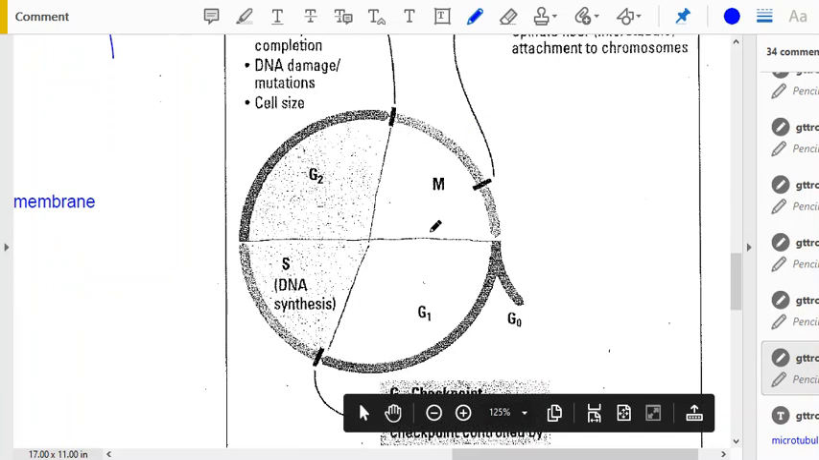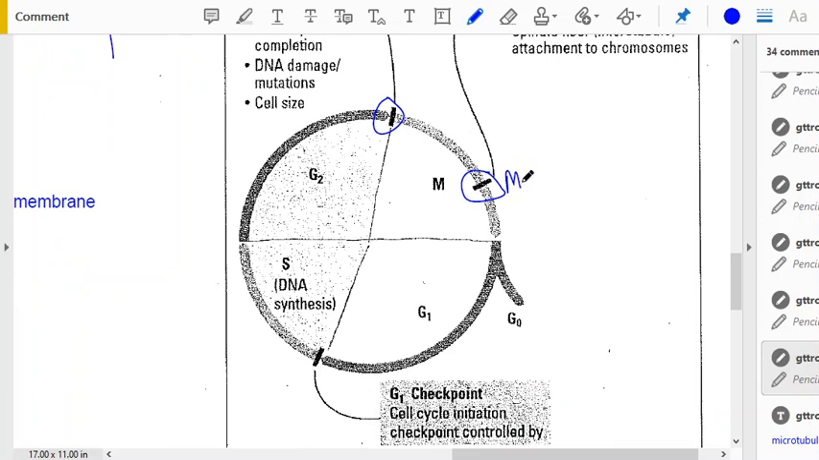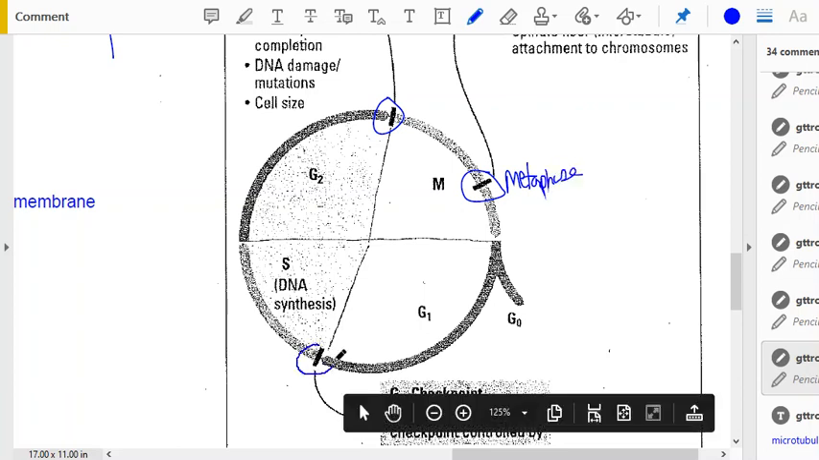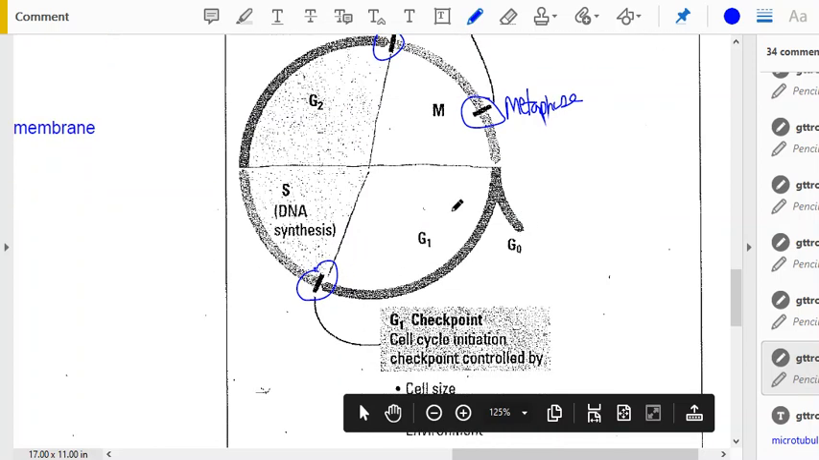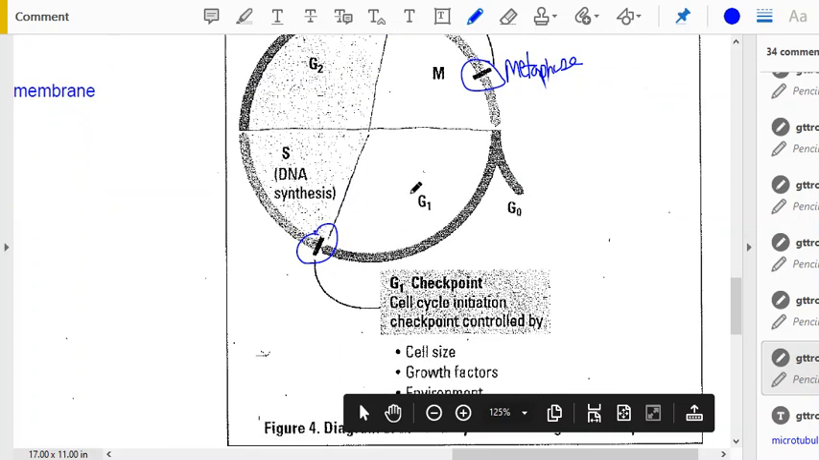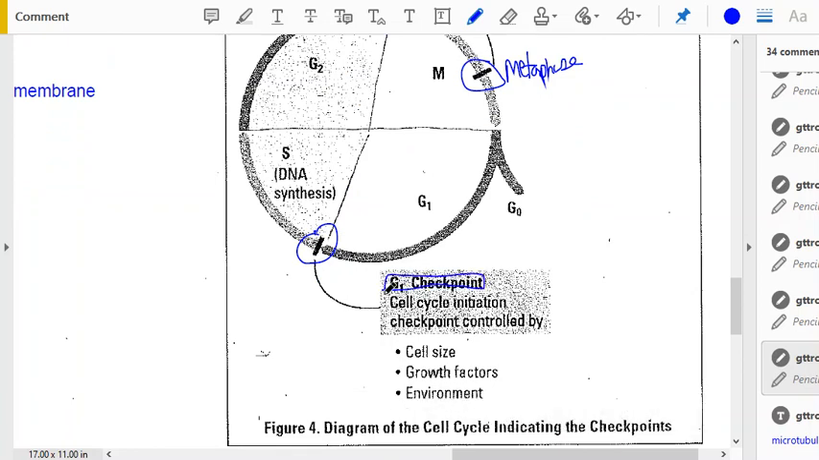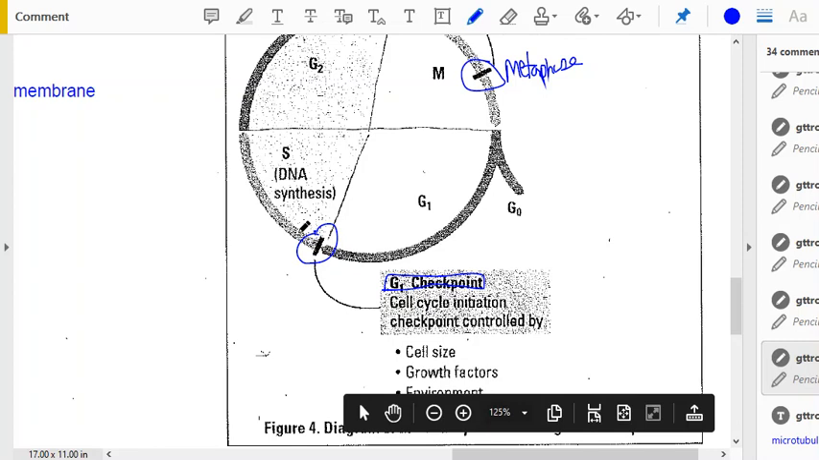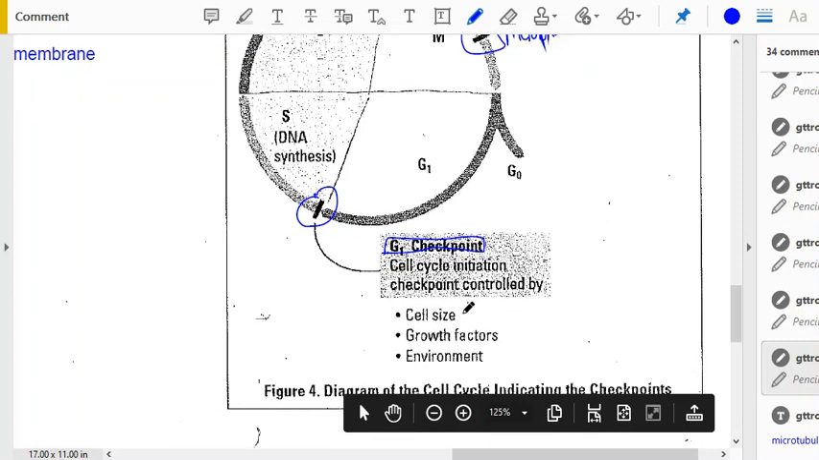So this is our last diagram. Notice that there are 3 checkpoints. You have one after G2, one during metaphase, during mitosis, and there's another one immediately after G1 before synthesis. So let's look at this G1 checkpoint. It's at the end of G1. This is right before the cell starts to copy its DNA.